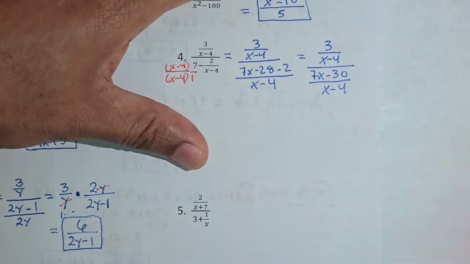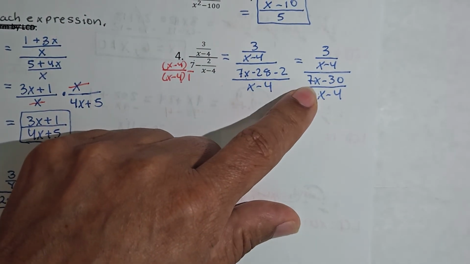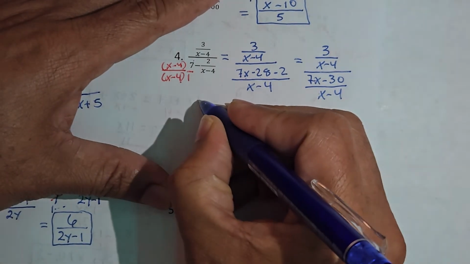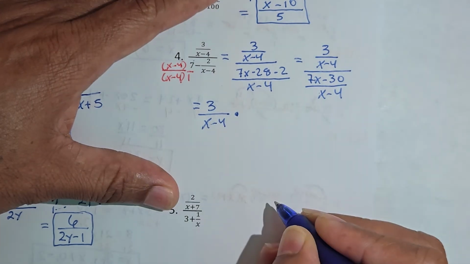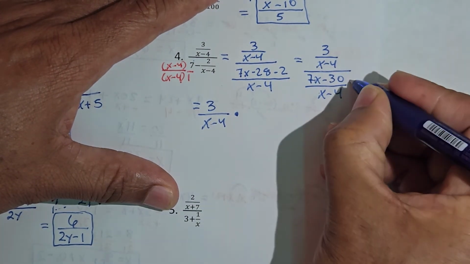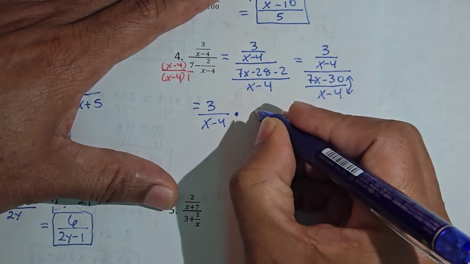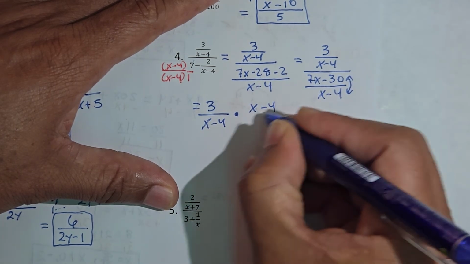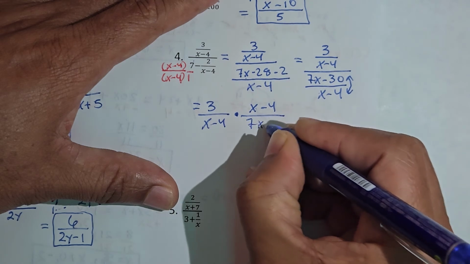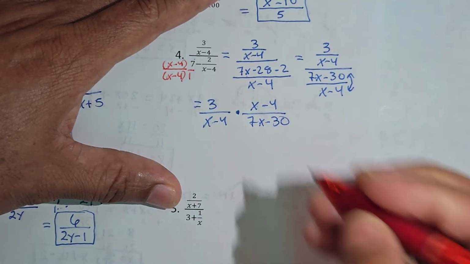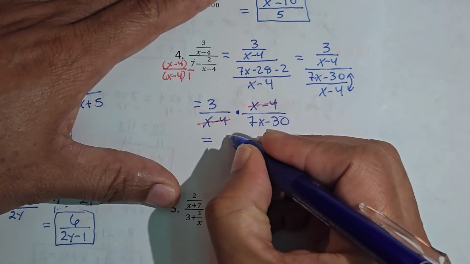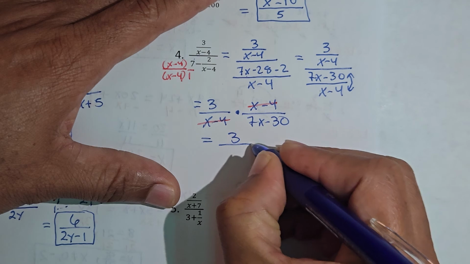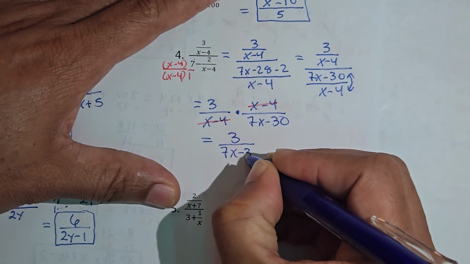over x minus 4. And now let's take the reciprocal of this one and change this operation from division to multiplication. So then I have 3 over x minus 4 times, instead of division, this is going to get flipped. So this goes to the top and this goes to the bottom, or numerator and denominator. So x minus 4 over 7x minus 30. And as you can see, we can cross out x minus 4. So then in the end, the answer is 3, which is coming from here, over 7x minus 30.